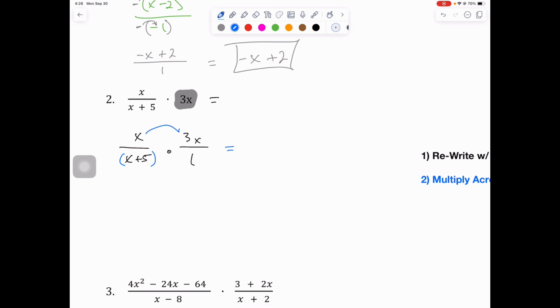And yes, does it really matter? No, it doesn't. All right, x times 3x gives us 3x squared. And x plus 5, well, times 1, that's just going to stay the same. So x plus 5, go ahead and box your answer.